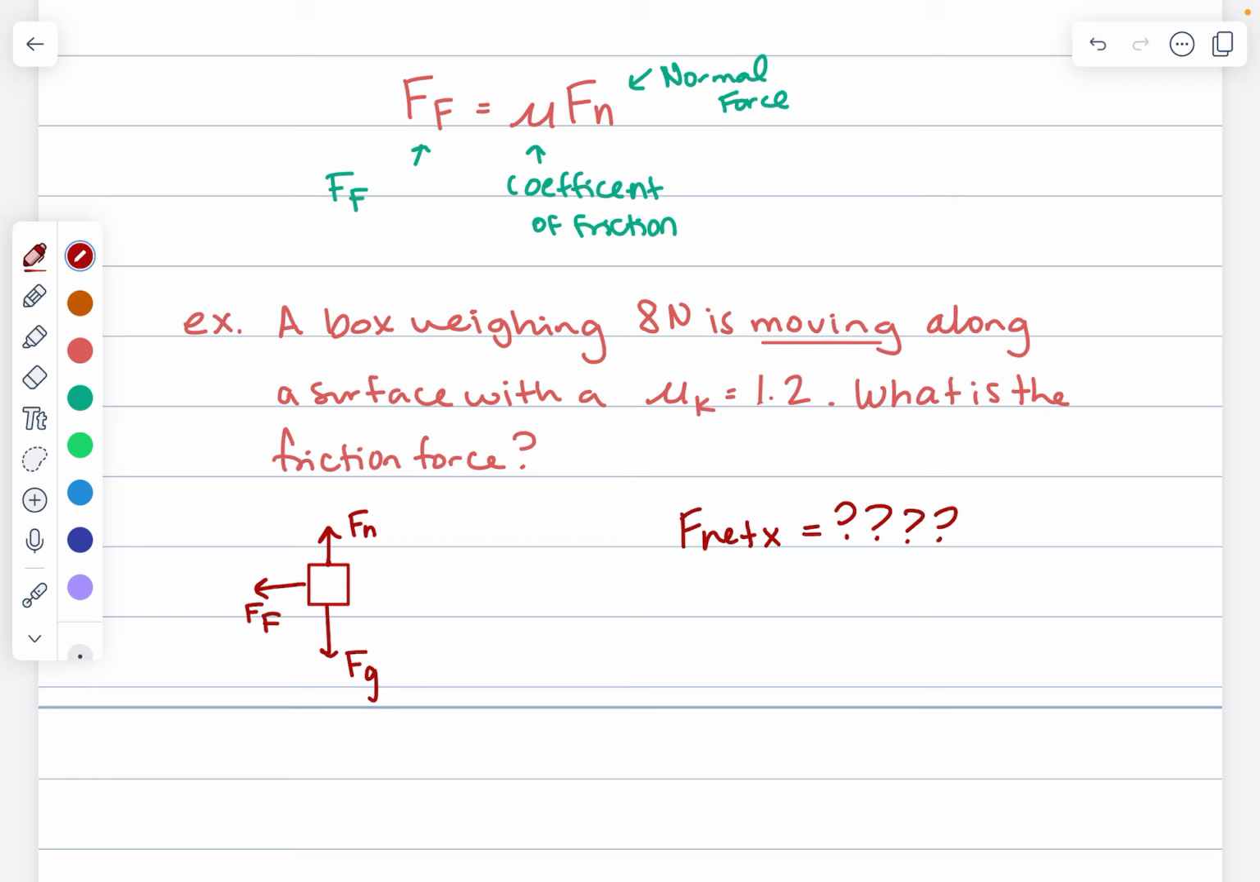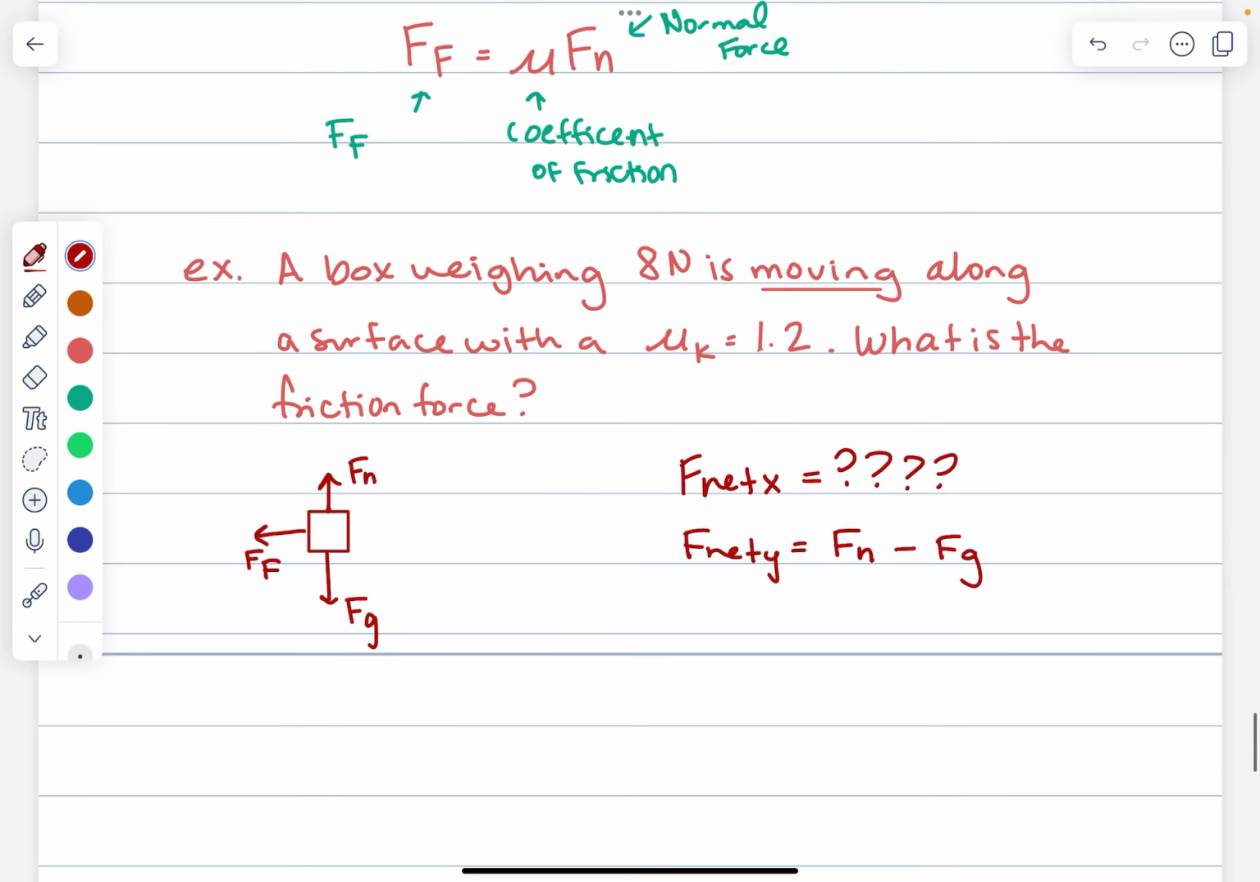I have no idea, nor do I care, because I have a new equation I can use to solve it. One thing I'm always going to have to do, though, to use that is write out the F net Y equation. So in this case, it'd be FN minus FG. This box is on a surface, so it is not falling or flying, so its F net is equal to 0.